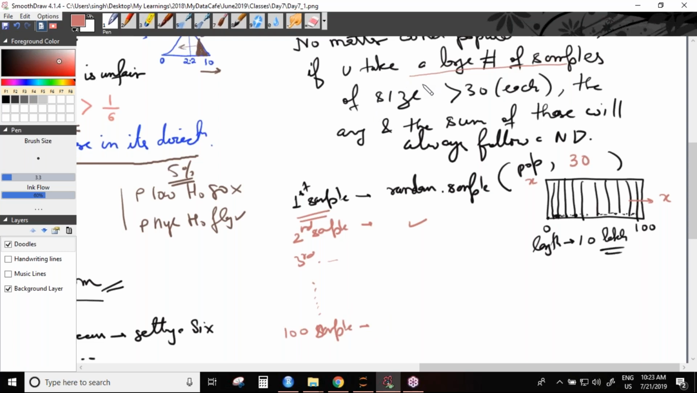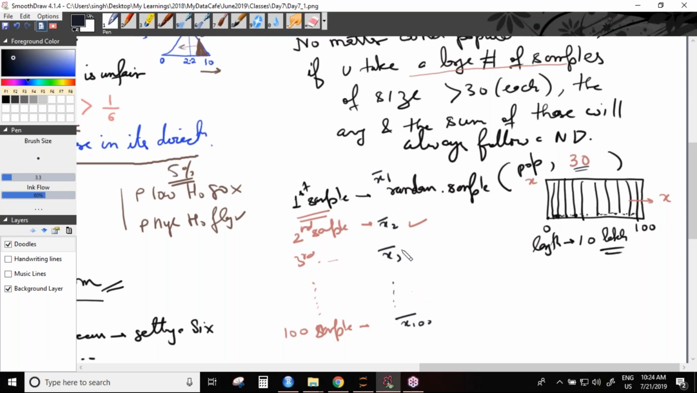Now what does the central limit theorem tell you? It tells you that if you take the average of each of them, so this first sample will have how many numbers? It will have 30 numbers. Second sample will also have 30 numbers, and so on. You take their average. So x bar 1, x bar 2, x bar 3, and so on till x bar 100. So you have 100 numbers now.